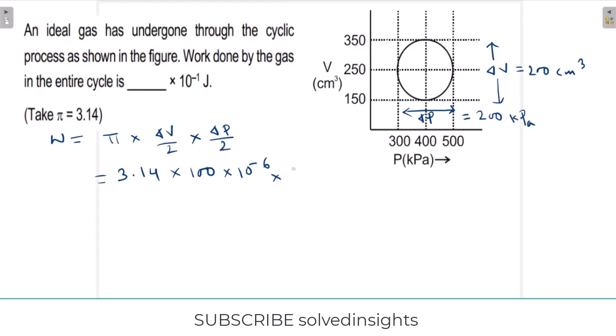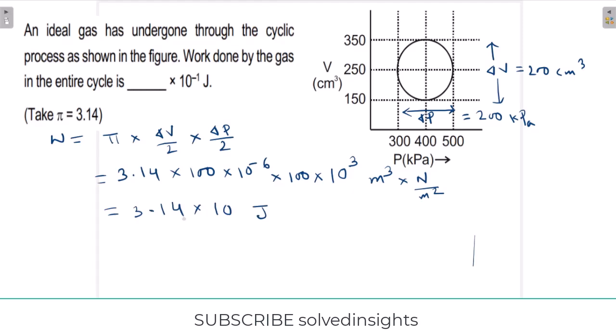So 200 by 2, that is, the change in pressure is 200 kilopascal, that is delta P by 2 is 100 kilopascal, that is 100 into 10 cube pascal. So the unit becomes meter cube pascal, that is Newton per meter square. Now this becomes 3.14 times 10 to the power minus 6, and here 3 into 10 square plus 10 square, that is 10 to the power 7. So this becomes 10 Newton meter, that is joule.